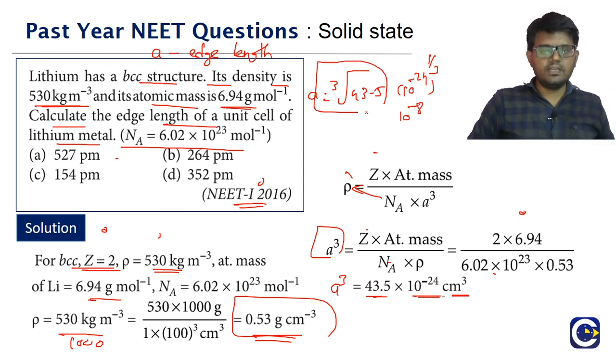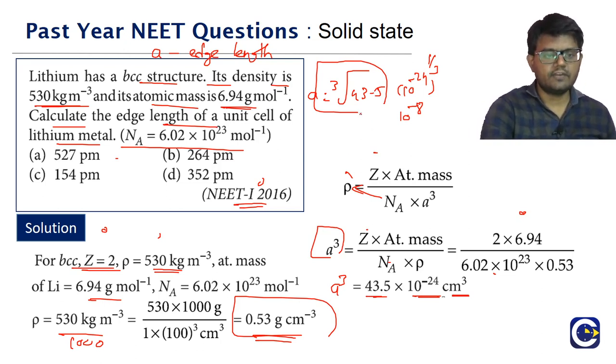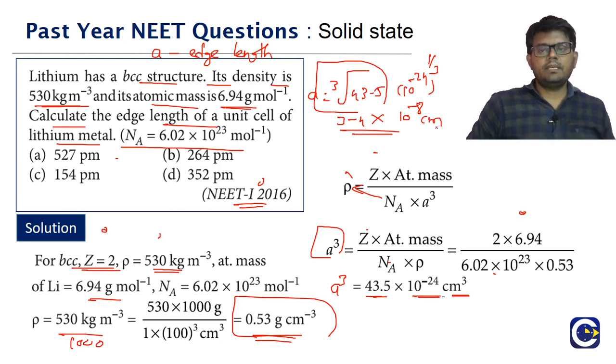Now the cube root of 43.5. See, 3 cube is 27 and 4 cube is 64. It will be between 3 and 4. So the cube root will be between 3 and 4. It will not be between 2 and 3, and it will not be between 4 and 5. So we will see that it is a number between 3 and 4 into 10 power minus 8 centimeters.